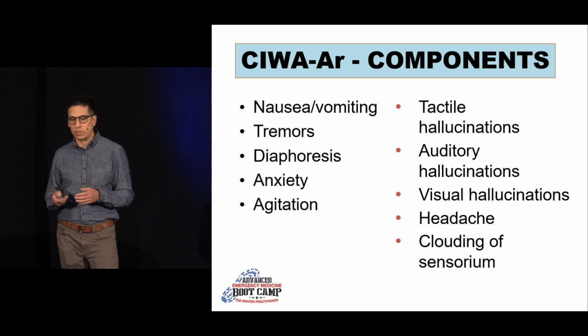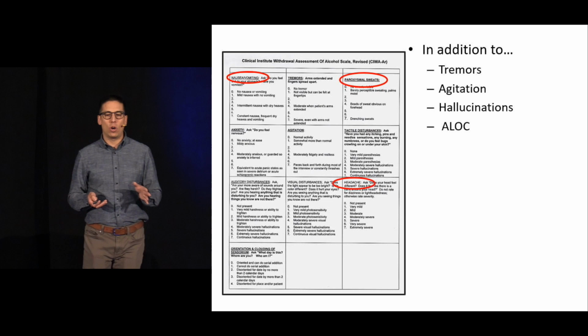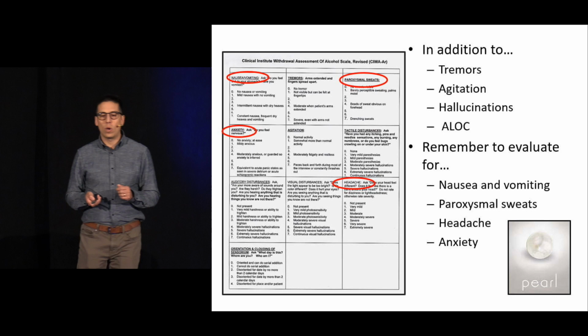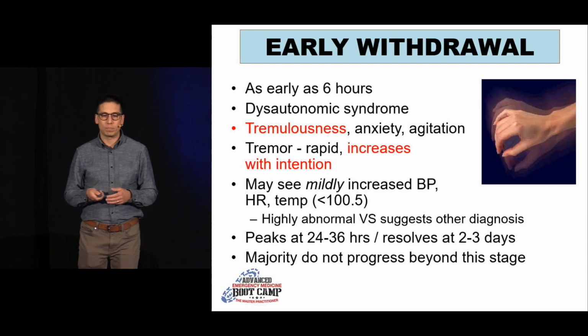So in addition to the things that we all know to ask about, tremor, agitation, hallucinosis, altered level of consciousness, you want to ask about things like nausea and vomiting, paroxysmal sweats, headache, and anxiety.